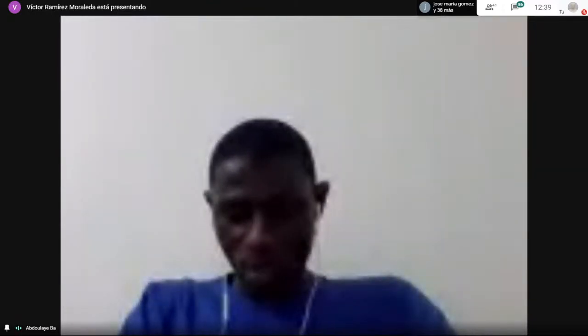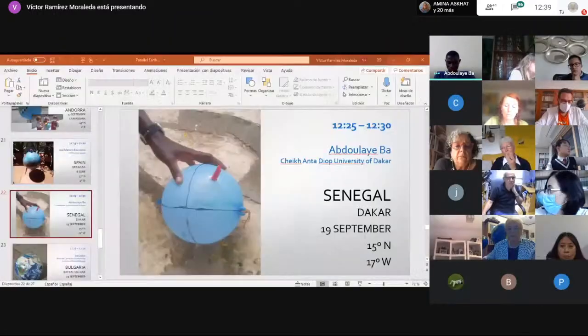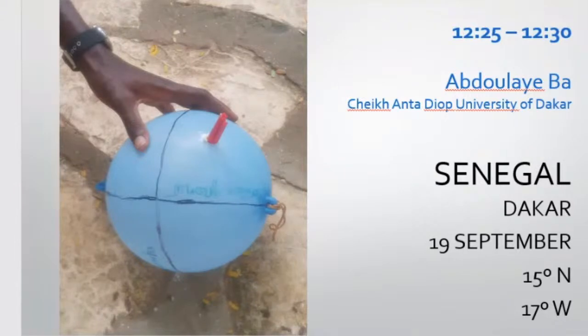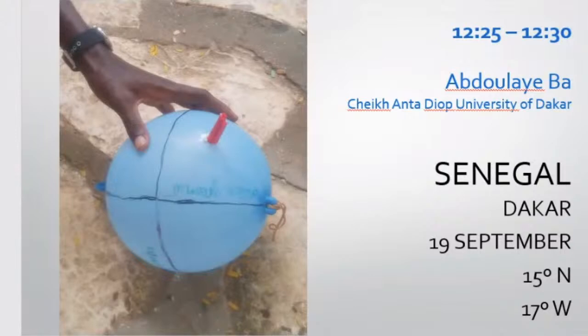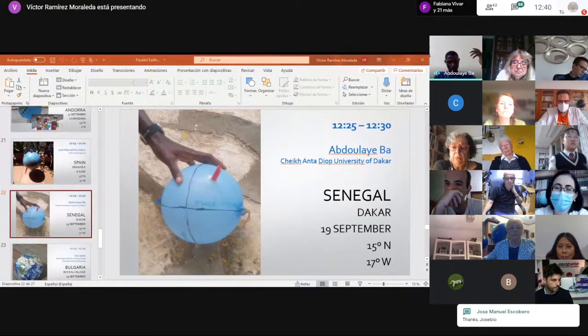Then I went to the market, but the terrestrial sphere was too expensive, about 800 here in Senegal. Since I didn't have any money, I couldn't get it. And finally, I bought an air balloon. You can see it here, an air balloon, and I inflated it to have a model of a terrestrial sphere. And I put a gnomon here, you can see it in red color, to make a simulation of the experiment.